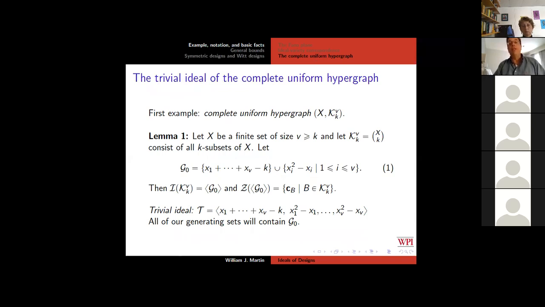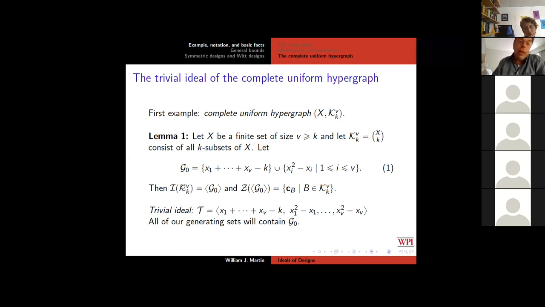So here's a trivial example. Now we take the complete uniform hypergraph. So K sub K V is the set of all K element subsets of a set of size V. So script K is this complete uniform hypergraph, the collection of all K element subsets. And the generating set for this ideal is this simple thing that we talked about verbally before. First, I have to require that all of the entries in my 0, 1 vector add up to k. That's this first linear polynomial. And these quadratic polynomials, xi squared minus xi, guarantee that every entry is a 0 or a 1.